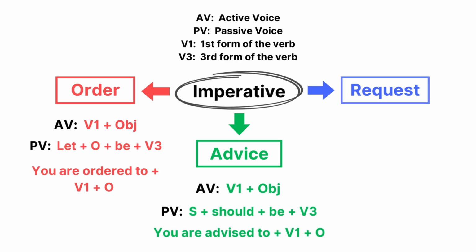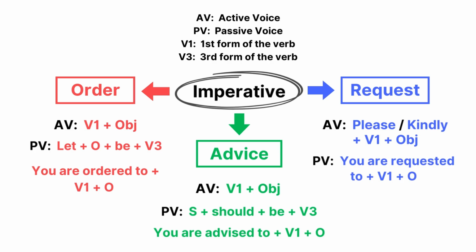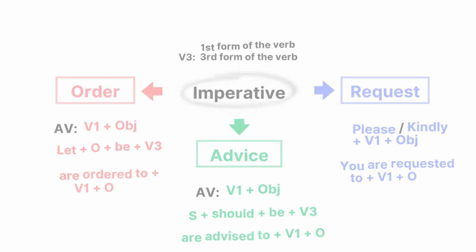For imperative sentences having requests, the structure of active voice is please or kindly plus verb plus object. Converting it to passive, the structure becomes you are requested to plus verb plus object. Let's have some examples for each one.